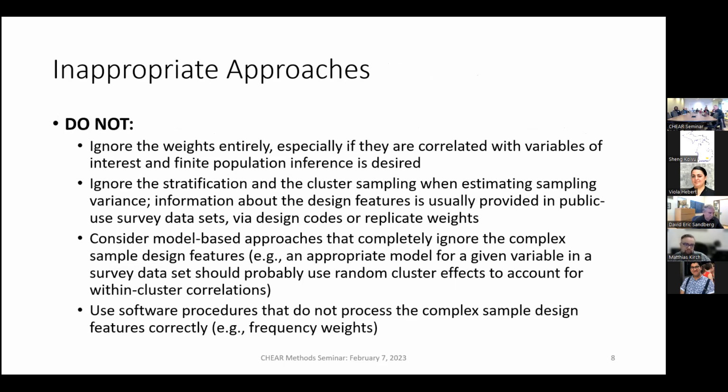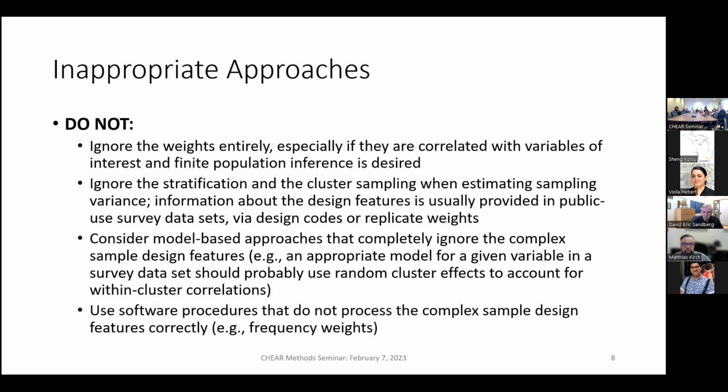So, inappropriate approaches, in contrast, if you're dealing with one of these kinds of data sets: do not ignore the weights entirely. This is especially true if the final survey weights in your data set are correlated with the variables of interest that you're analyzing and you really wish to make inference about some type of finite population. It's a bad idea to just ignore those weights entirely. I know some fields like economics tend to say, I only care about model-based inference. I don't care about your stupid survey weights. I'm going to ignore them, or I might include them as a covariate in my regression model. It can really go haywire, especially if you're focused on descriptive estimation of a finite population.